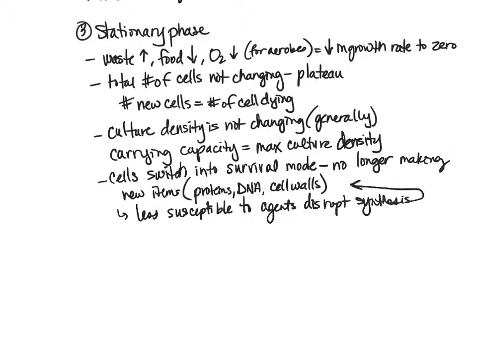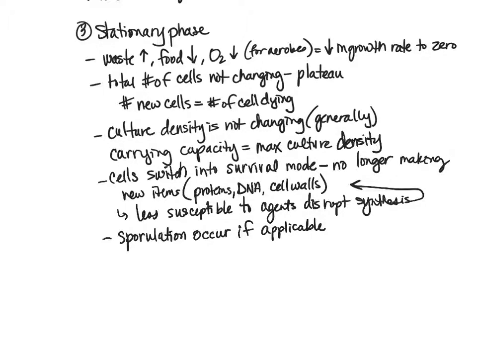So at this point, if the bacterial culture is at the stationary phase and we give them antibiotics, or if we spray them with certain disinfectants, then they're less susceptible. So some will still be damaged by them, but others won't, because they're in this survival mode. And while they're in this survival mode, this is when we see sporulation occurring, if applicable. And that's because not all organisms sporulate.